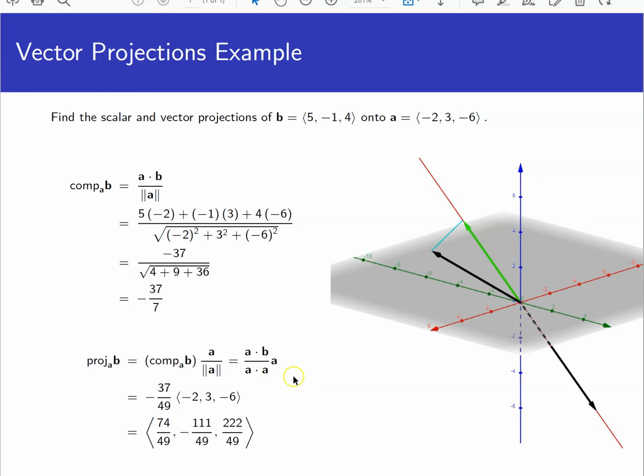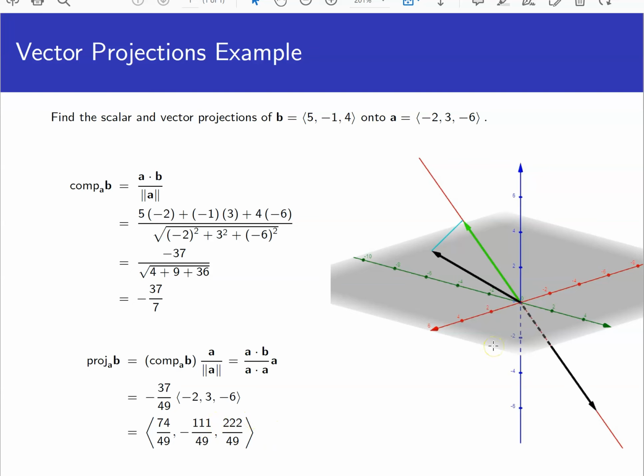We actually get a vector here. So we computed A dot B in the previous part. That was -37, pardon me. We also computed A dot A in the previous part because A dot A would be the denominator here without the square root, so that must be 49. So we get -37 over 49 times the vector A, and we can distribute that through to get our final vector of 74 over 49, -111 over 49, and 222 over 49 as the three components.